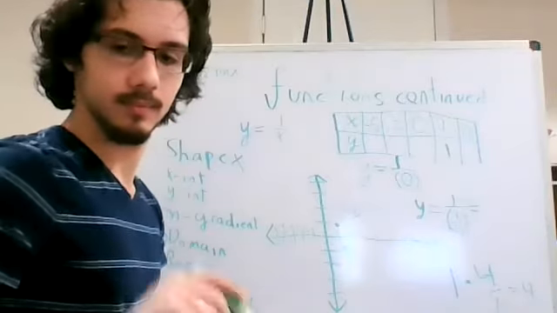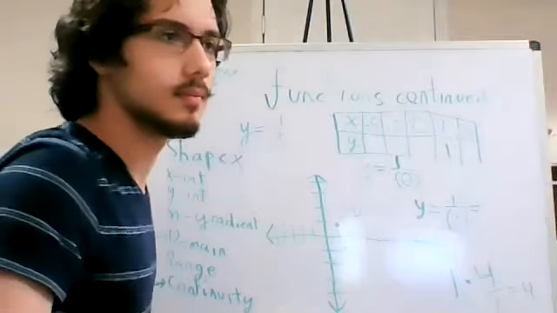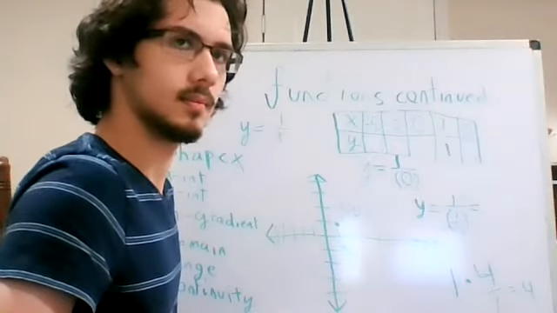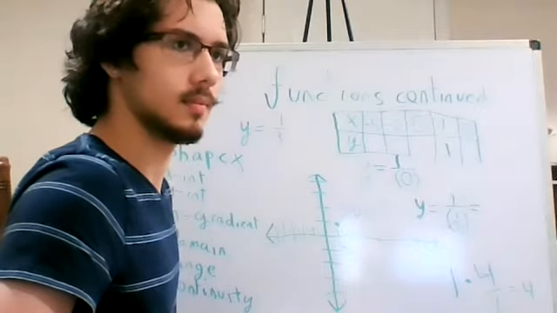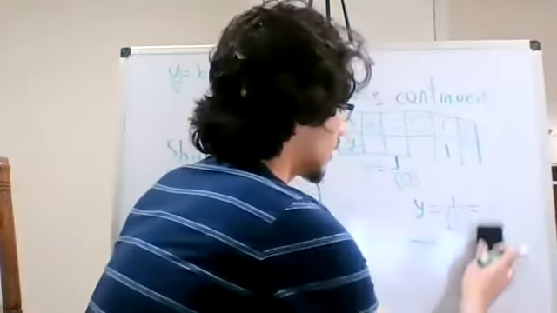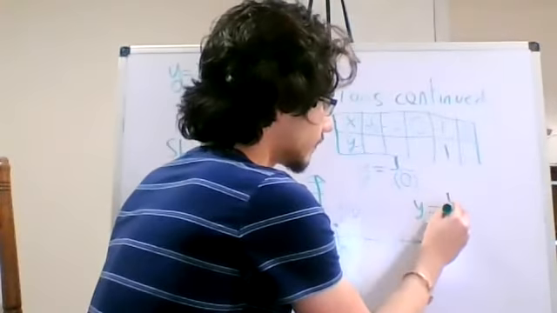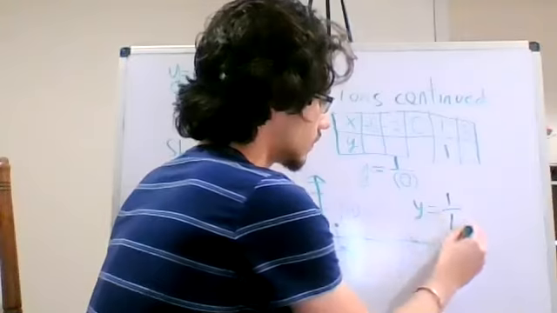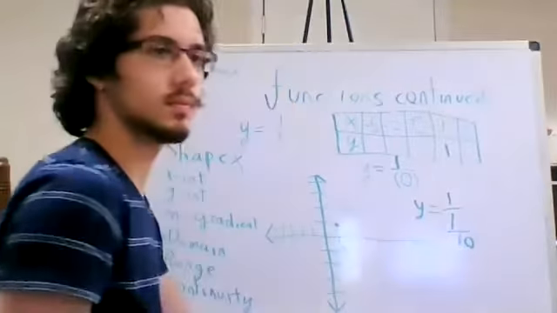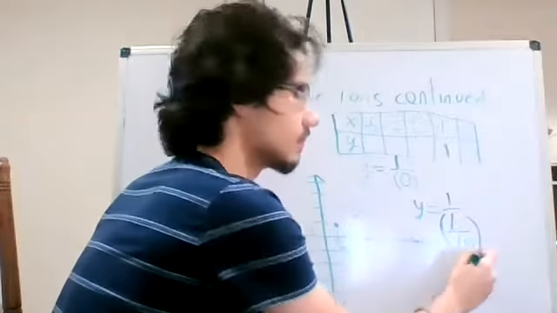Sir, I can't really see the numbers on that side of the board. It's a little bit blurry. It's a little bit what? On the side of the board that you're writing, it's a little bit blurry. Oh, I see. Okay. Does that look better? Yes, sir. Okay.